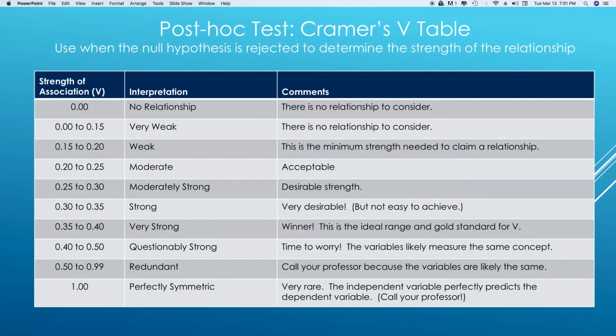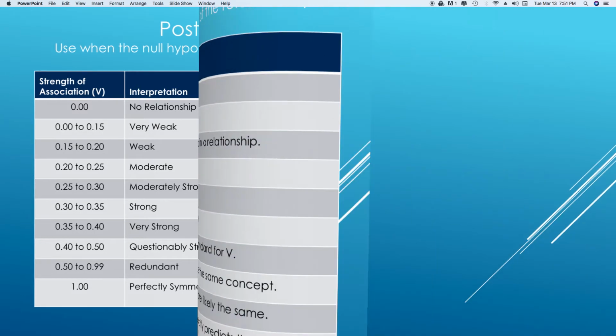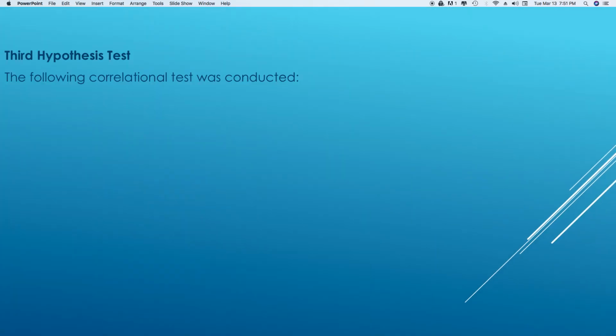And I just wanted to come to this first before we went over the third test, just to see what we're looking at on Cramer's V table. So this table runs from 0 to 1. As we can see, 0 would indicate no relationship. But as we know, on this next test, we will have a relationship. So as it gets closer to 1, we can see that the relationship gets stronger. So with that in mind, we'll run our third test.